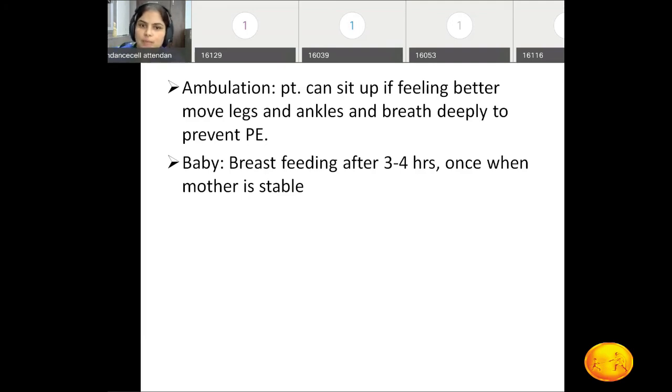Now, ambulation of the patient. The patient can move around if she's willing to. She can sit up, move her legs, ankles, back and forth. Ambulation is important because if they are still, there are more likely chances of DVT, deep vein thrombosis. And breastfeeding should be established within 3 to 4 hours once the mother is conscious and stable.